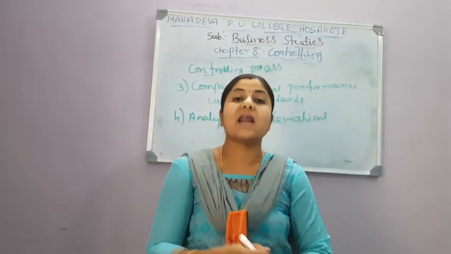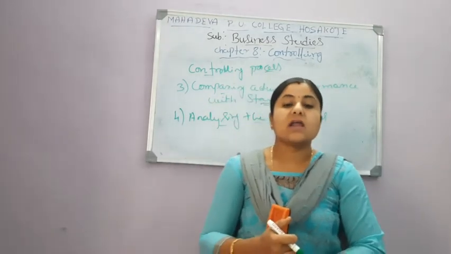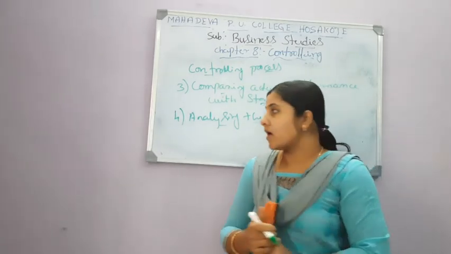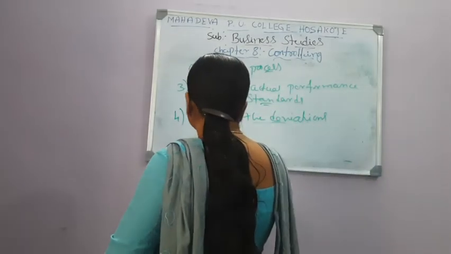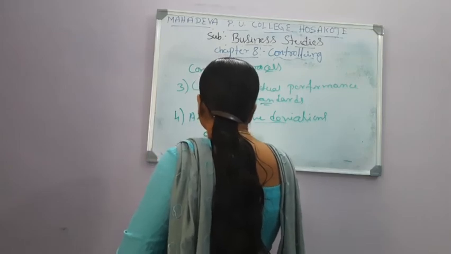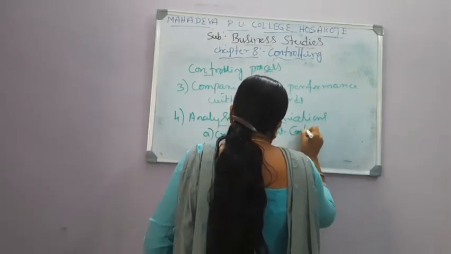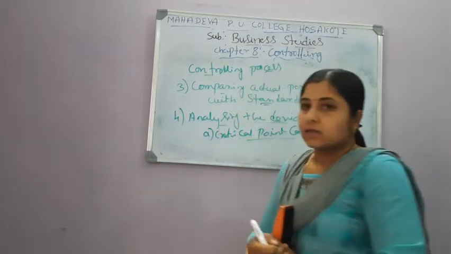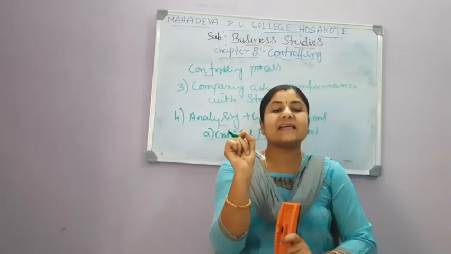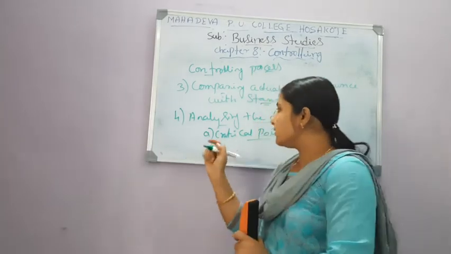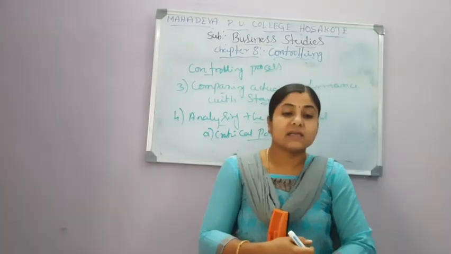At the time when we are analyzing, any manager can follow certain methods. What are these methods? Number one is critical point control. Okay, we analyze the critical point control. On the basis of this, we are going to analyze the deviation.